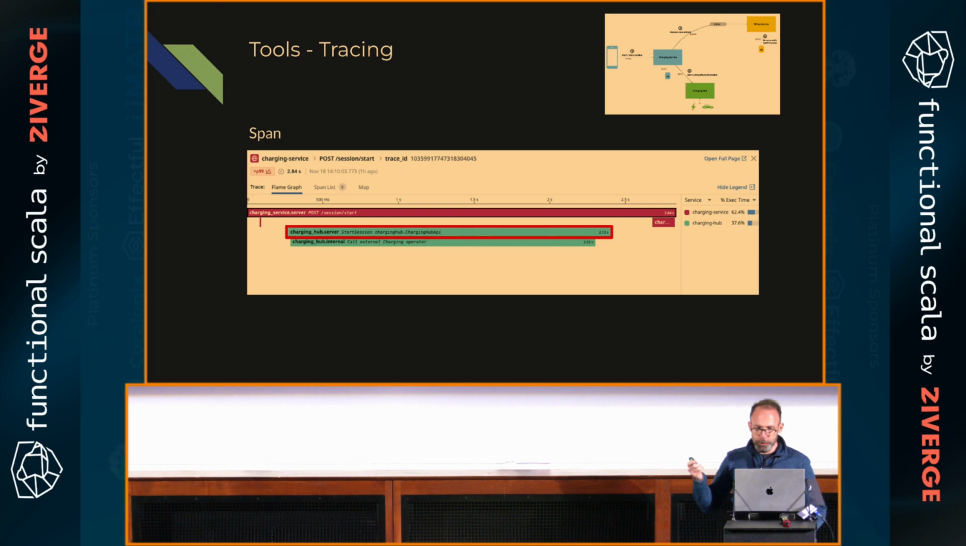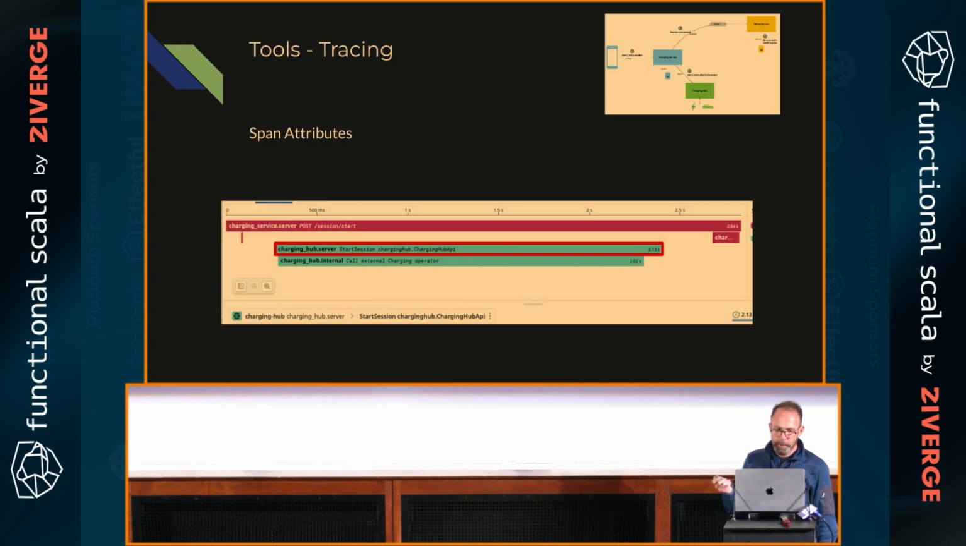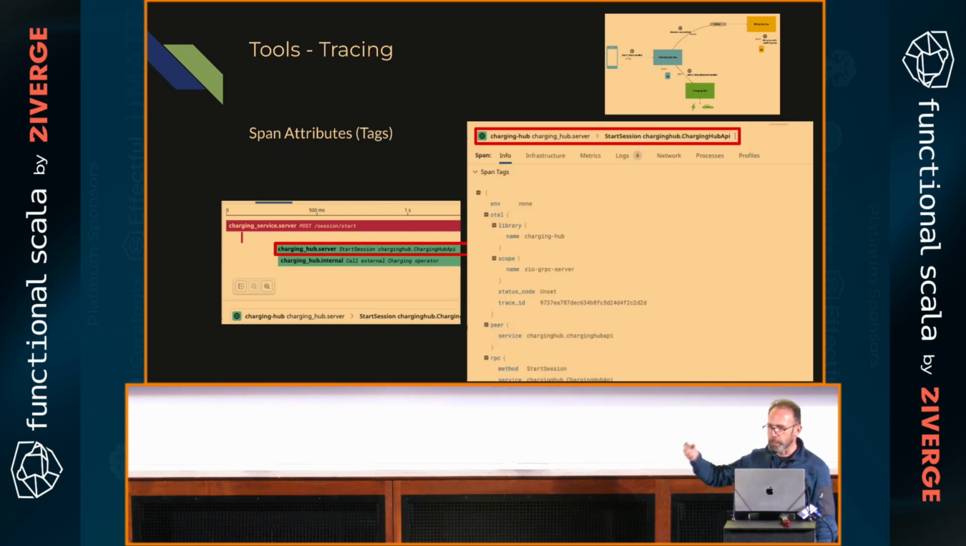The length of a span informs us visually about how long a certain action took. And spans also come with attributes. So you can enrich these spans with attributes about the things that happened during that action.